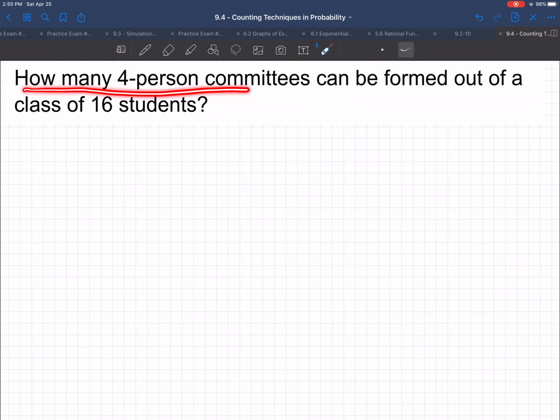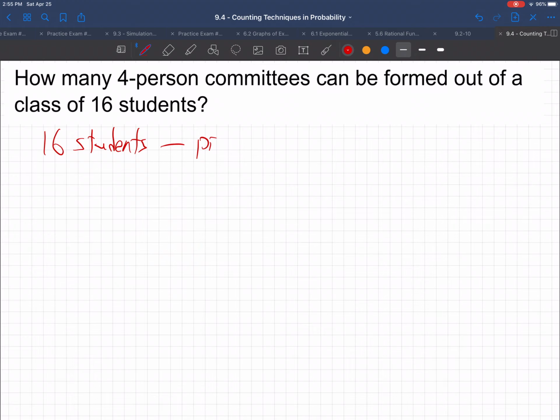How many 4-person committees can be formed out of a class of 16 students? So what they're saying in this question is there's 16 students and we want to pick 4 to be on a committee.